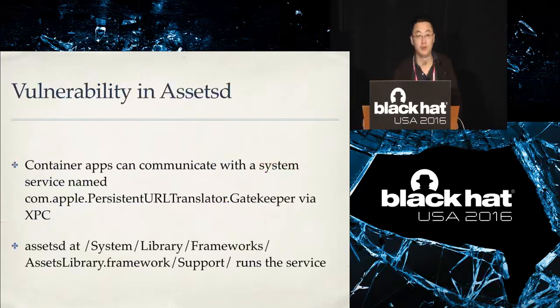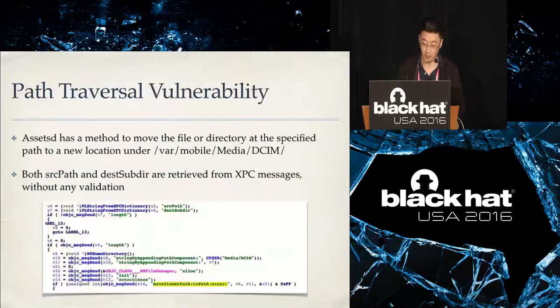One of them is this one. We found a vulnerability in assetsd, which is a service called com.apple.persistentURLTranslator.keeper. Anyway, this service is related to photos and some other things. The program has a method which is invocable by any container application. The method is supposed to move a file or a directory at the specified path to a new location under the mobile media DCIM.